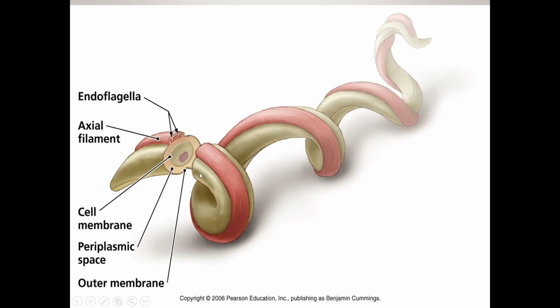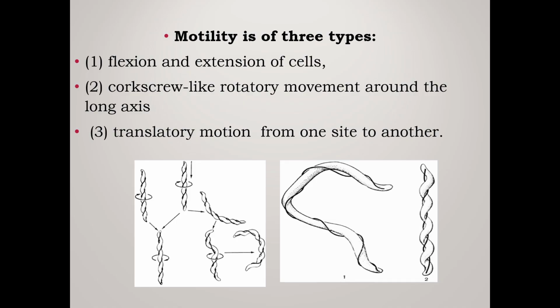The structure of spirochetes, Borrelia, and Leptospira is the same, so the distinction is not important here. You can see endoflagella, axial filament, cell membrane, periplasmic space, and outer membrane, like a gram-negative microorganism. Motility of spirochetes: flexion and extension of cells, corkscrew-like rotary movement around the long axis, and translatory motion from one side to another side.